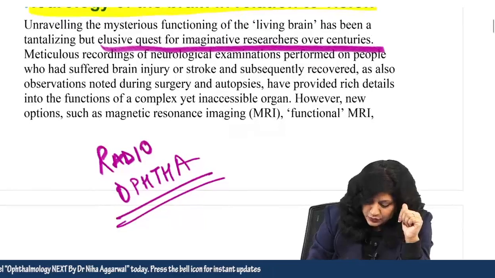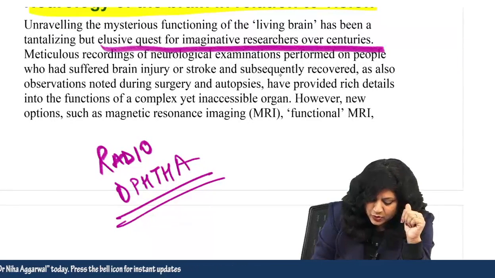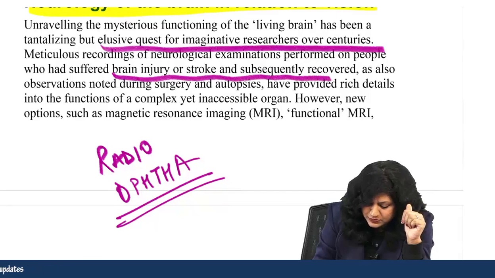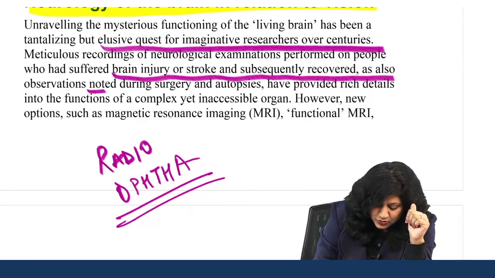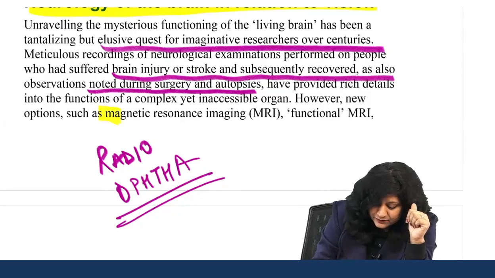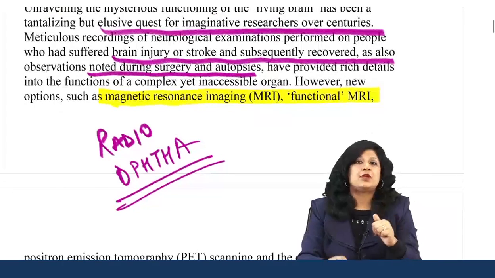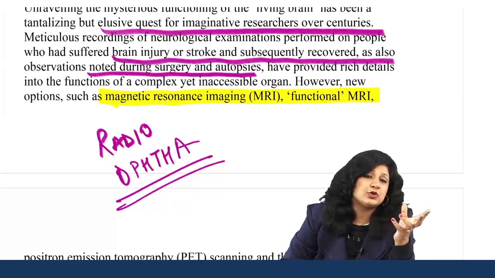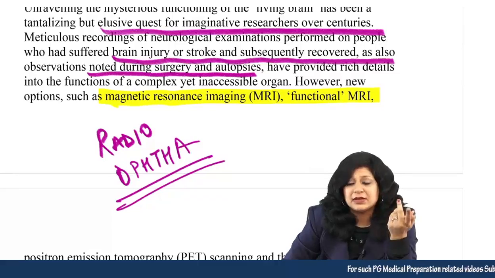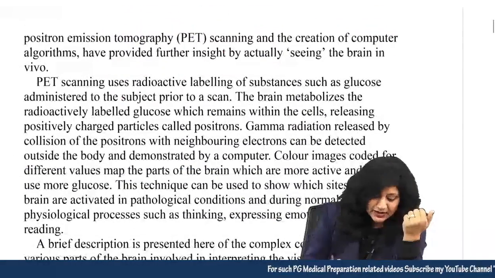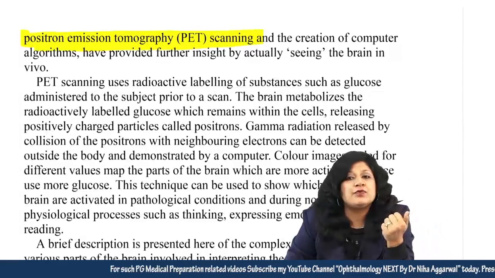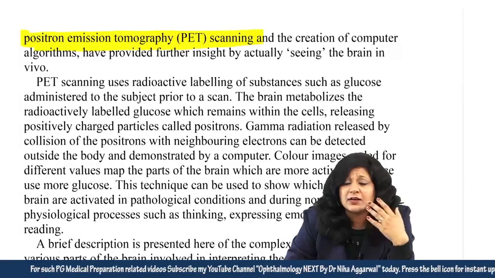Okay, so what they are saying is that there was meticulous recording of the neurological examination performed on people who had suffered brain injury or stroke and subsequently recovered, and also the observations noted during surgery. So new options have come, because earlier we were not that capable of reading the slices of the brain and comparing the neurology of the brain with the vision, but now we have. So we have got better things available. We have got MRI, that is called the functional MRI. Even positron emission tomography, that is PET scanning, is also there. And now we are able to see the working of the brain in vivo too.